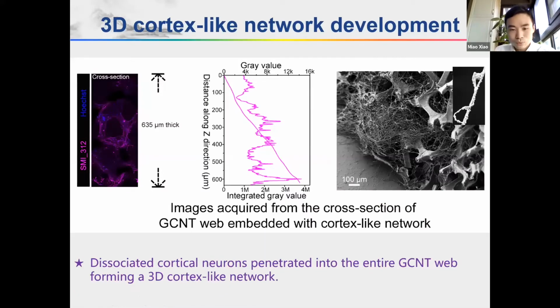Here, to make sure that all the cells are inside the whole structure, we check the cross section region with immuno and SEM. On the cross section, we can see all the cells and all the neurons fill the whole structure, and the thickness of the cells is more than 300 micrometers.